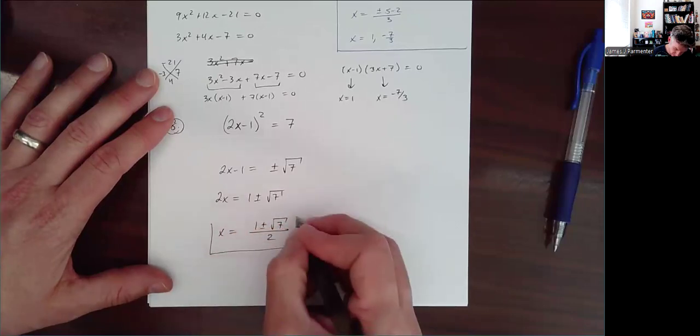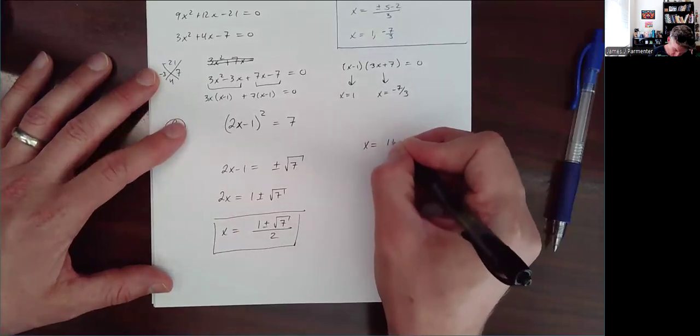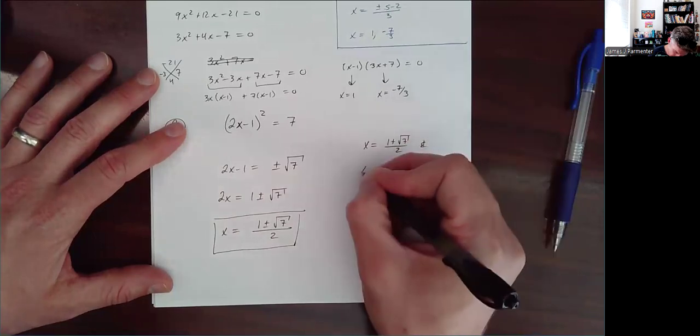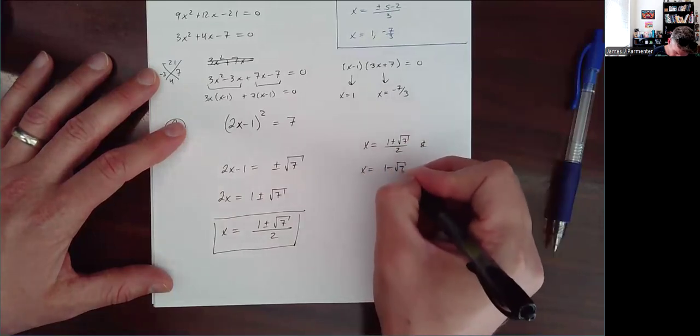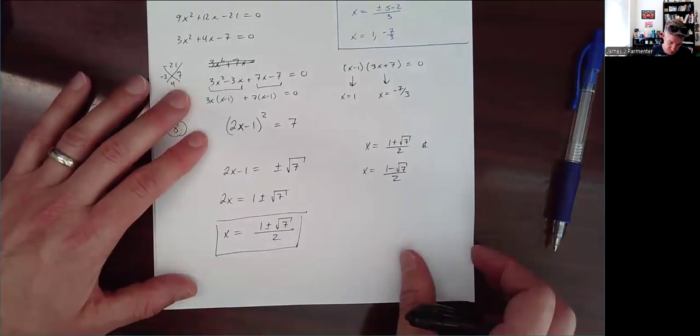You can write it like this, or if you feel the need to write it as two different answers, you can say you get x equal to 1 plus radical 7 over 2, and x equal to 1 minus radical 7 over 2. But this is a perfectly fine and probably preferable way of doing it.